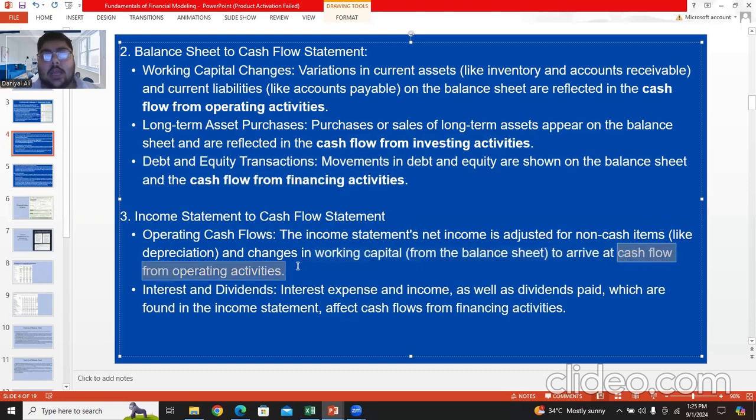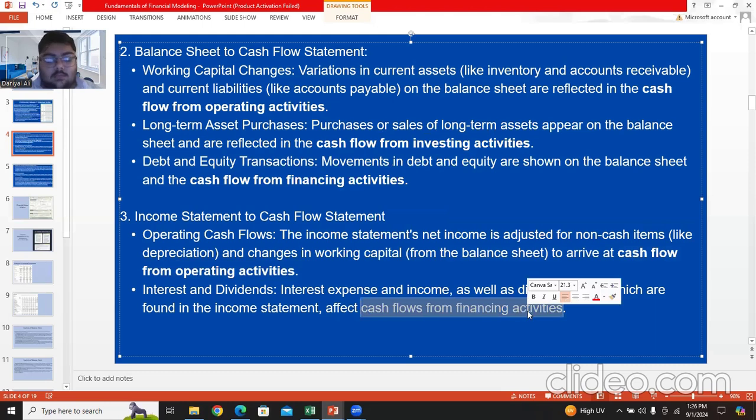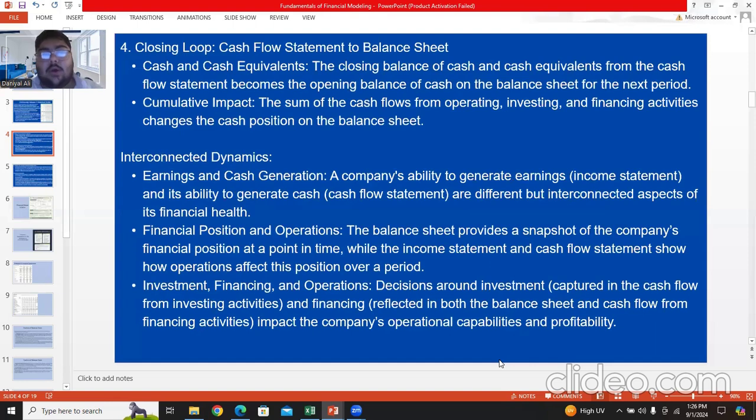You adjust your non-cash items, your interest and dividends, and other payments such as equity repayment, buyback of shares, debt repayment, and borrowings of debt. These are part of your cash flow from financing activities. There is an ending point: your closing cash balance is part of your opening balance, or your current balance, in the balance sheet.